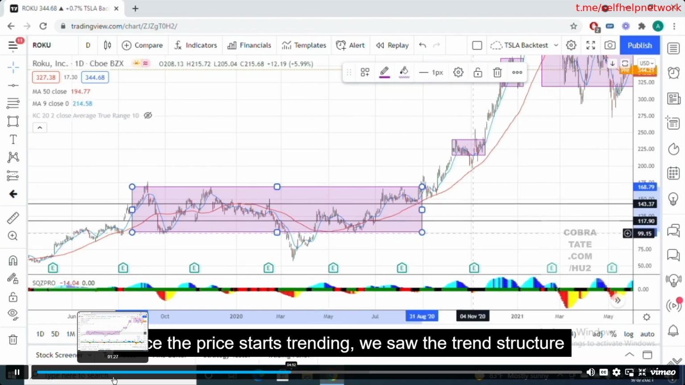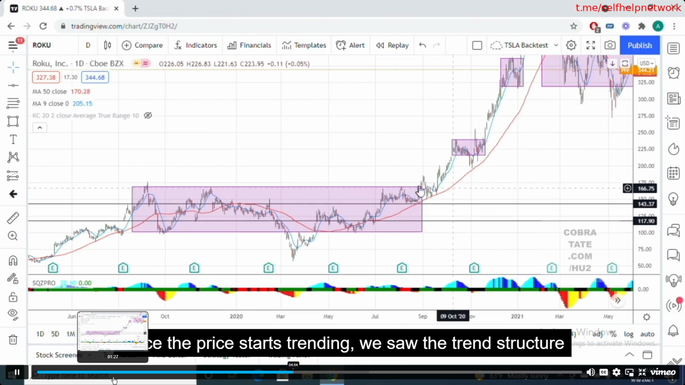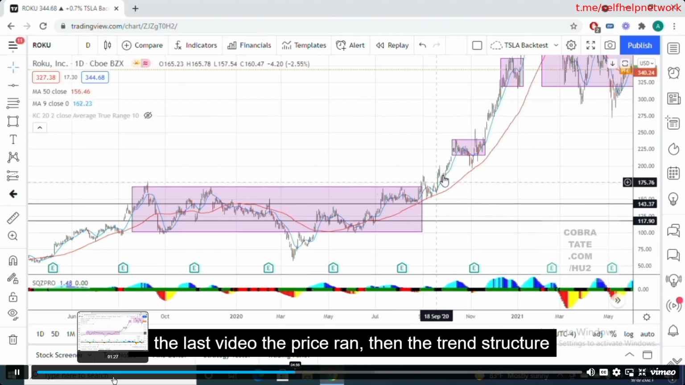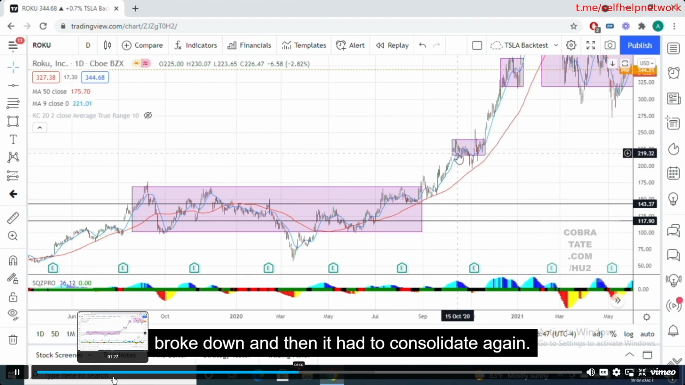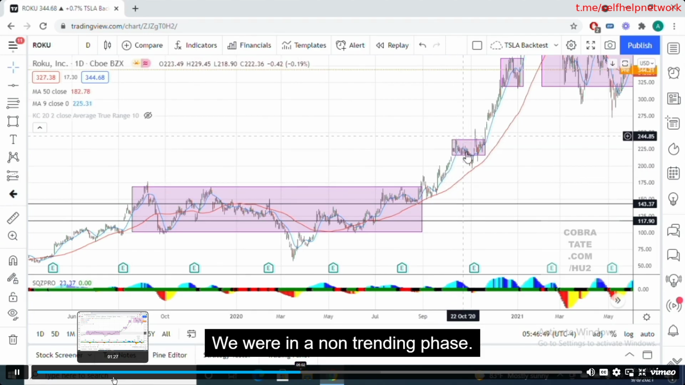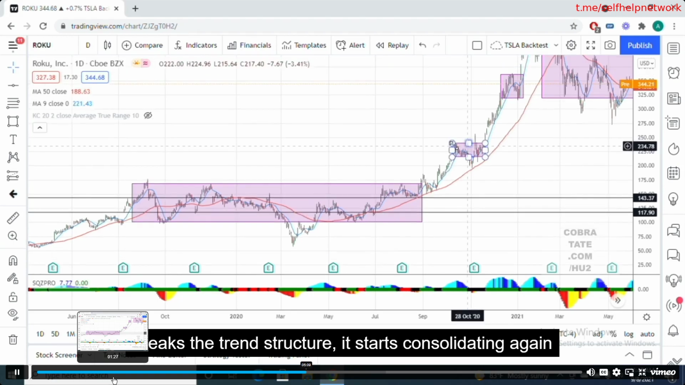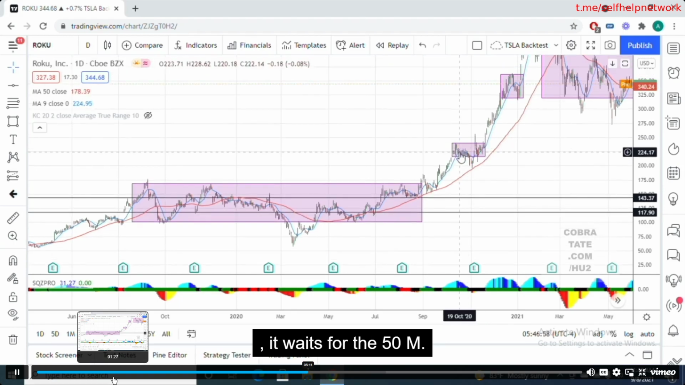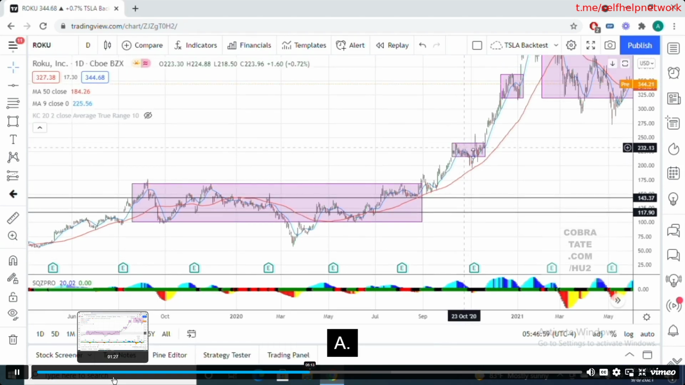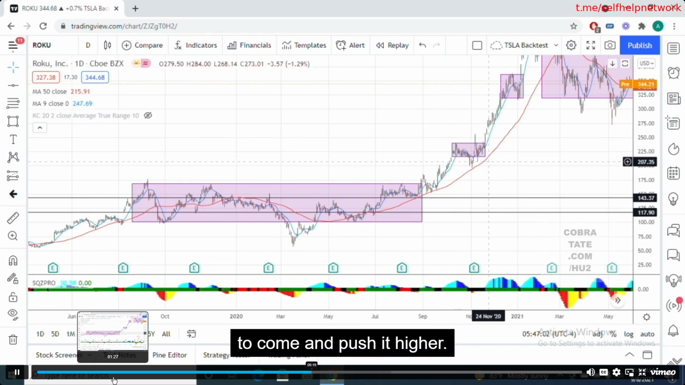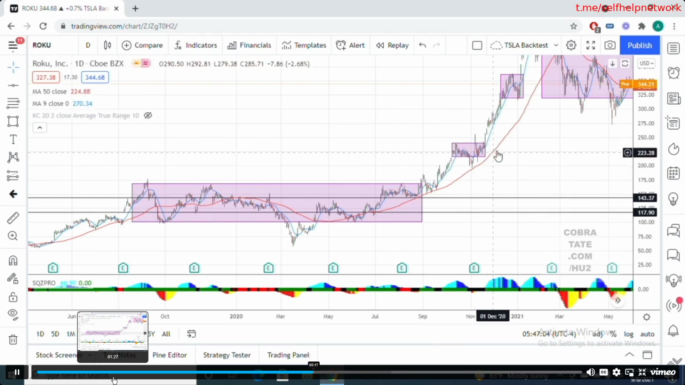Once the price starts trending, we saw the trend structure in the last video. The price ran, then the trend structure broke down, and then it had to consolidate again. We were in a non-trending phase. So what usually happens after a base box is, once the price breaks the trend structure, it starts consolidating again. It waits for the 50 MA to come and push it higher. That's what I have seen.